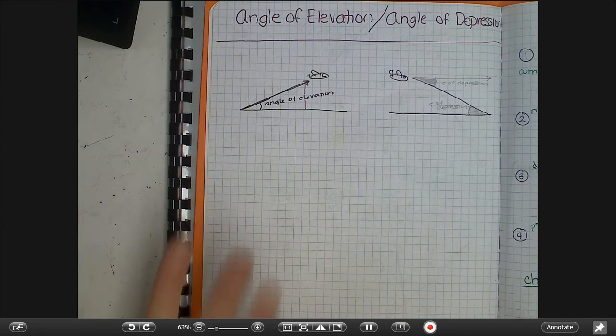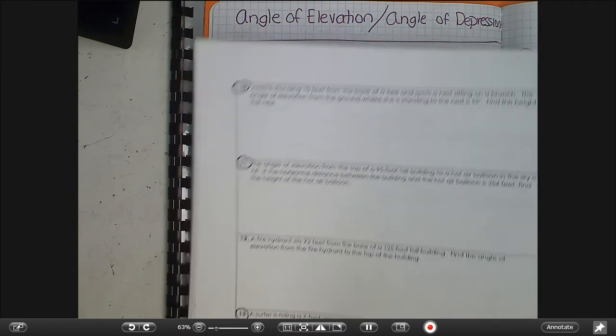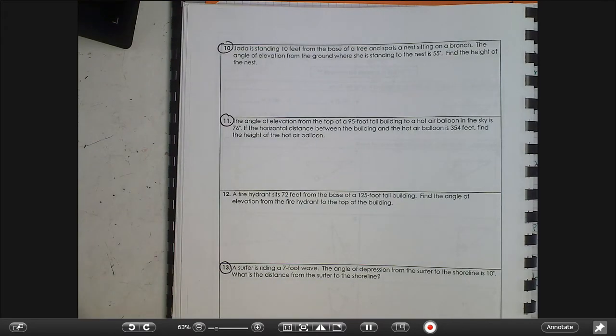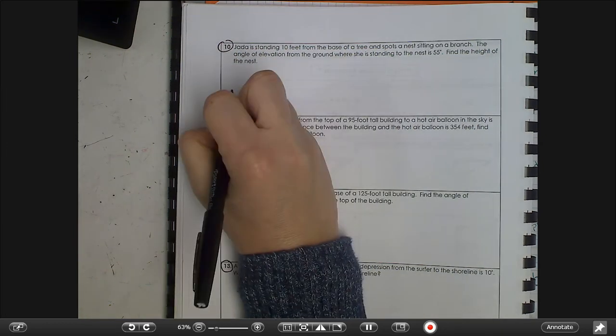So that's a quick overview of elevation and depression, and I'm going to do 3 problems from your orange workbook to give you an example. So the best part about these problems is you get to be an artist and draw some pictures. So Jada, here's Jada.